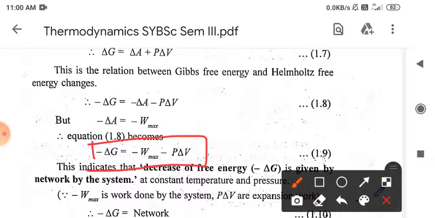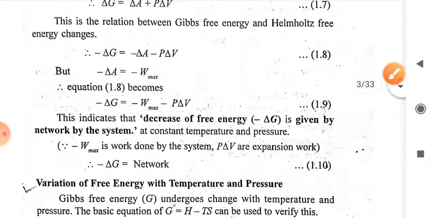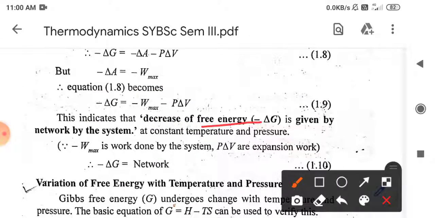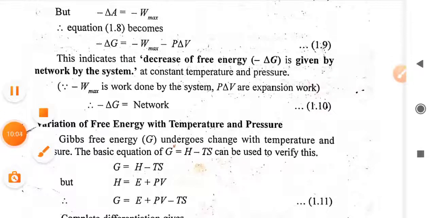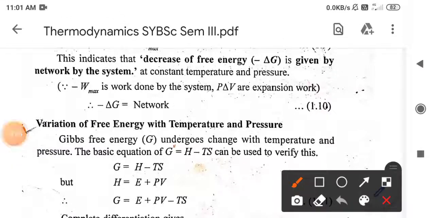So this indicates that the decrease in free energy, that is minus delta G, is given by the net work done by the system at constant temperature and pressure. So minus W max is the work done by the given system, and P delta V is the expansion type of work. So we can say that this minus delta G is the net work done by the given system.